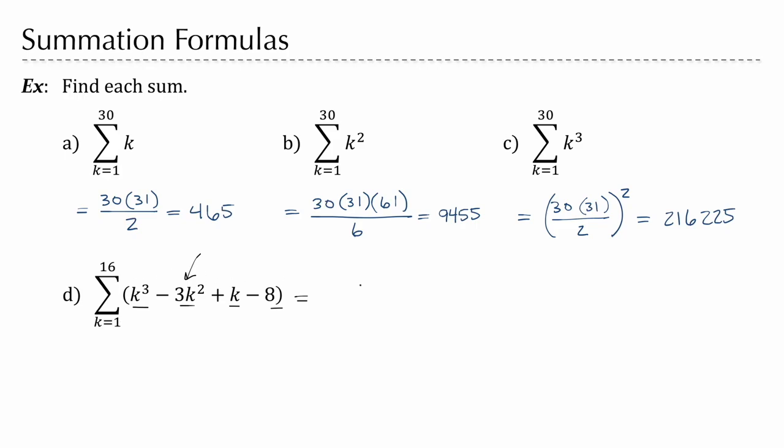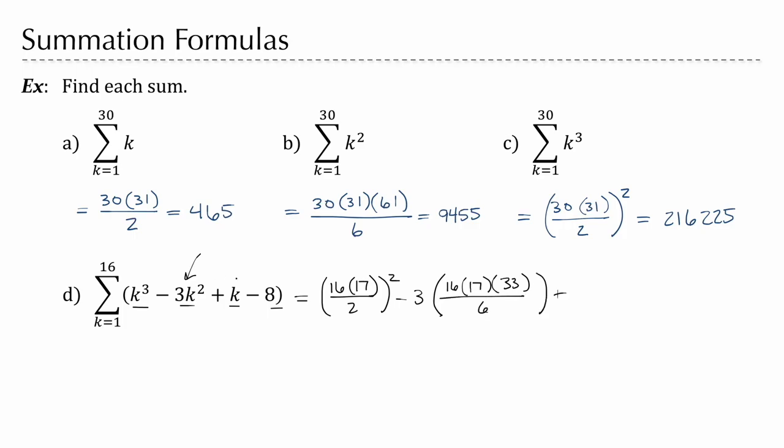So for k cubed, that means we're going to use the formula here for cubes ending at 16. So that means it'll be 16 times the next number 17 divided by 2, and then we take that whole thing and square it. The next one is going to be 3 times the rule for squares, because again we put that number out front, and that means it'll be 16 times 1 more than that, so 17, times 1 more than twice that number, so that's going to be 33, and then we take that whole thing and divide it by 6.